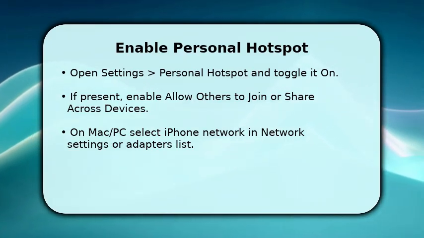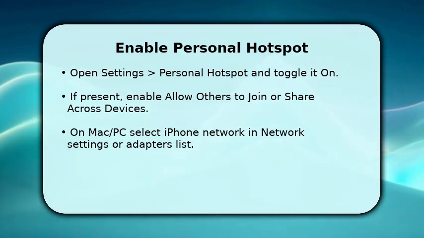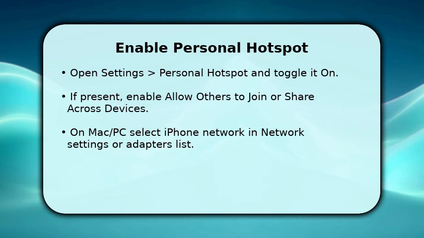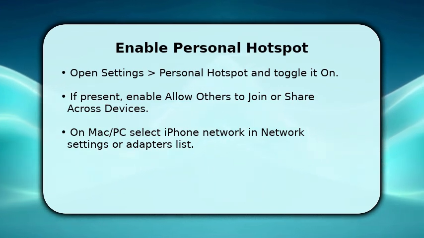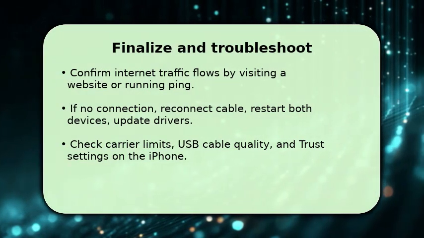On Windows, look in Network Connections for a new Apple device or adapter. Select that interface as your active connection. The phone will route internet through the USB link. Finish by verifying the connection. Open a browser or run a quick ping to confirm packets flow.